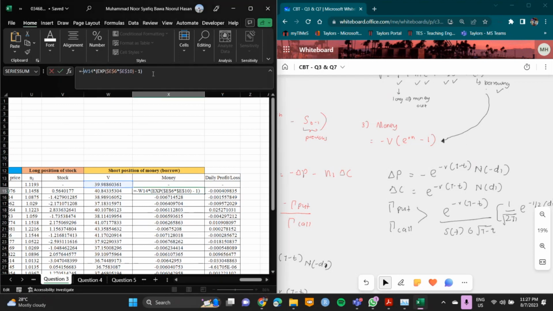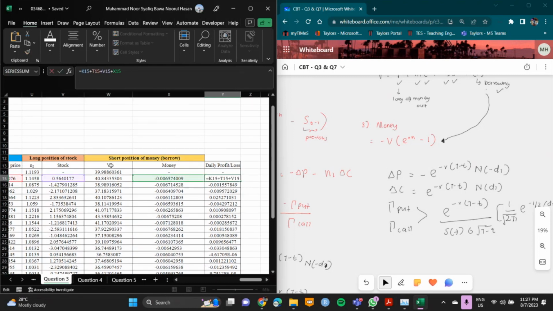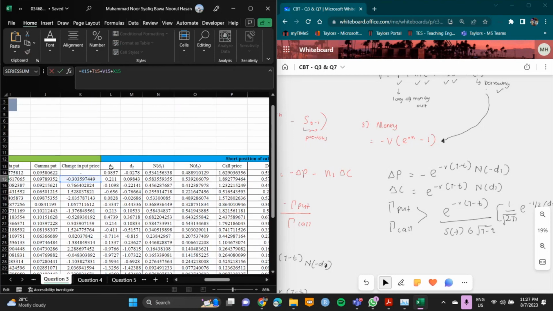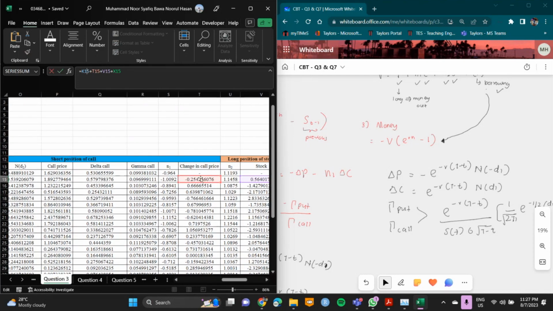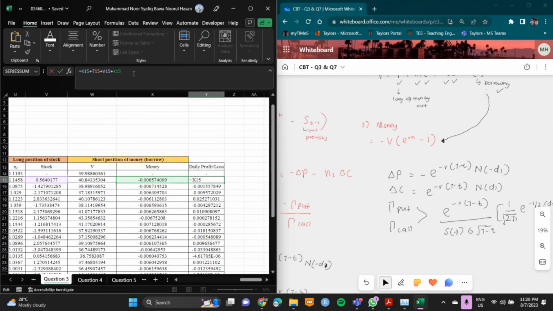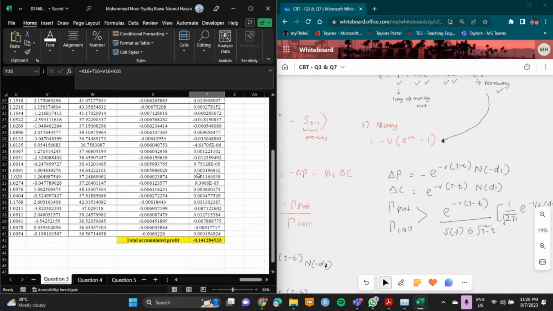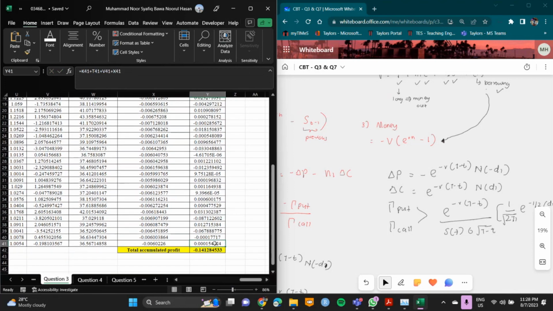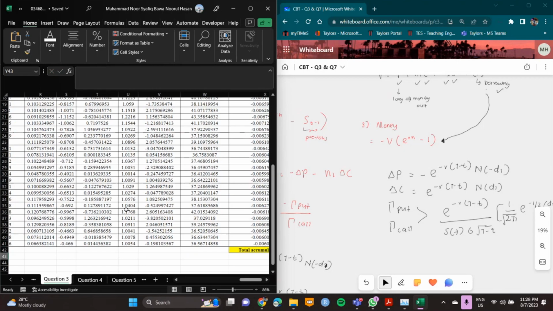Of course, when you do it for day 1, you can eventually run it for all the 27 days. And then for daily profit or loss, we just add the final answer for change in put price, the change in call price, the stock, and finally the money component. Then when we drag them down, we already have the profit or loss for all the 27 days. Then we use the sum function on all the profit or loss to get the total accumulated profit for 27 days. So that's all the explanation for question 3.